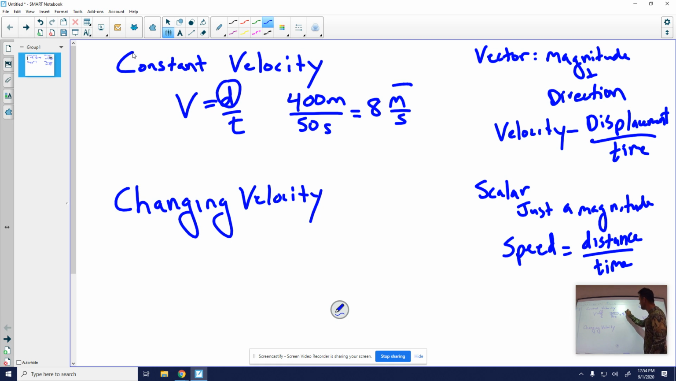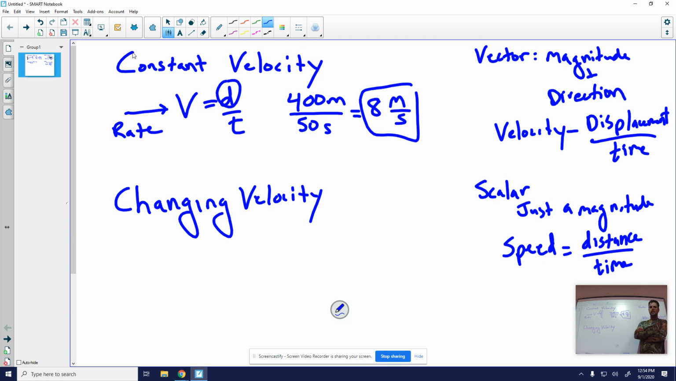So notice the units here, meters per second. The fact that we are measuring something per second makes this a special quantity called a rate. So speed is a rate, velocity is a rate. We're going to learn about something called acceleration in a second, which is also a rate. But anything with time in the denominator is a rate.